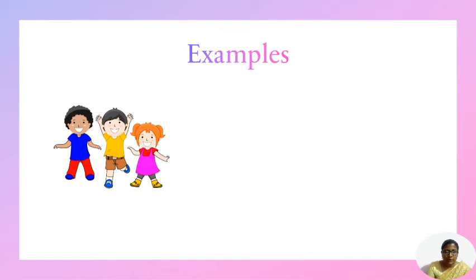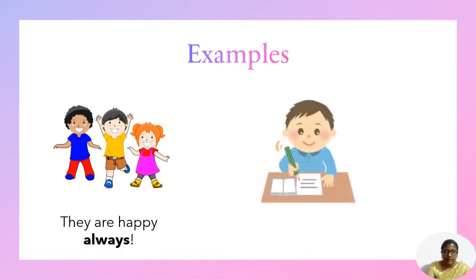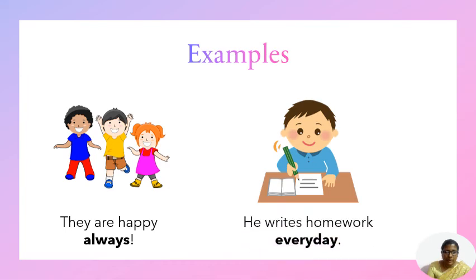In this picture, what do we see? The children are happy. So they are happy always. So always is the adverb here. In this picture, what do we see? We see a boy writing. So how often do we do homework? As a student, we do homework every day, right? So he writes homework every day. Every day is the adverb here.